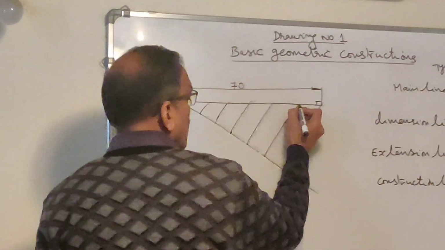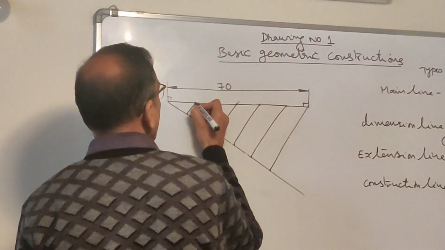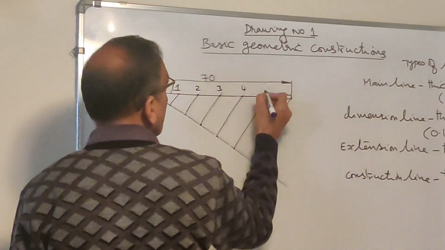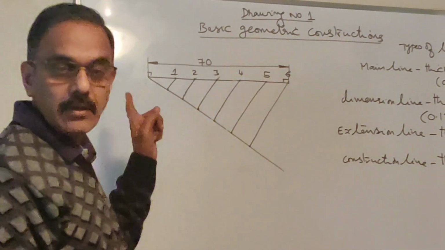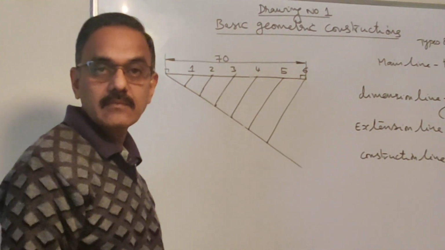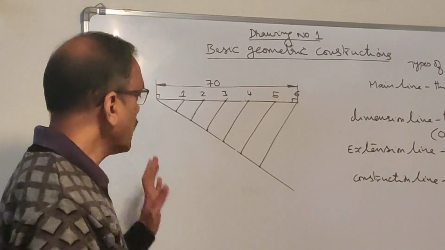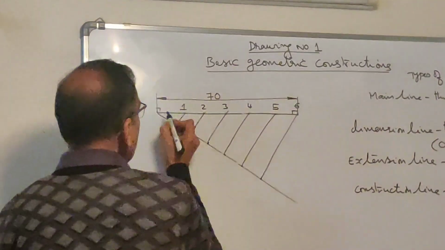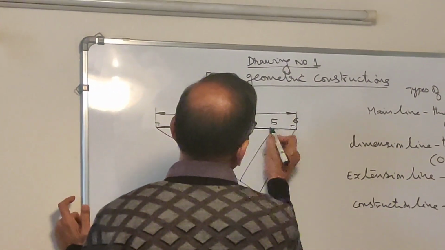Now, wherever it intersects the main line, you can mark the division points on that, and you can also name them. 1, 2, 3, 4, 5, 6. So now the main line will be divided into 6 equal parts. So this is how you complete this exercise. Once you complete the exercise, this is the only line that should appear dominating on your drawing sheet or on your sketchbook.